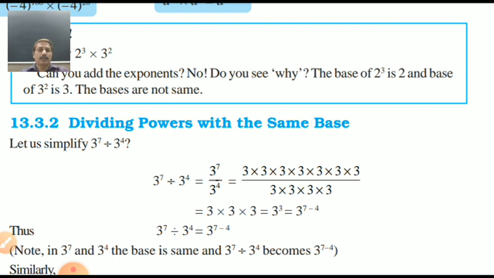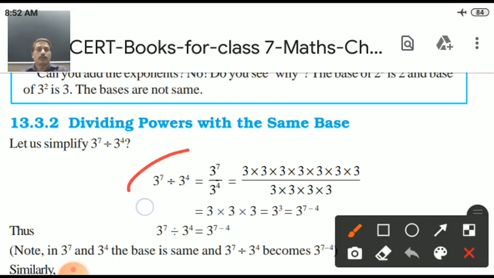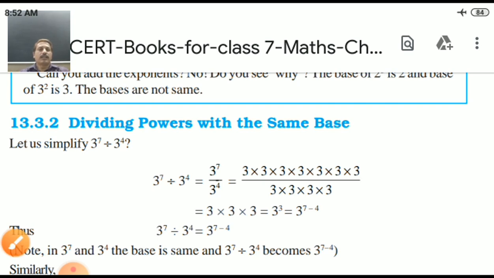Can we write in this format? Student, see this one. Correct. So we can simplify 7 times 3 and 4 times 3. Then cut it. The lower 4 is gone, the upper 4 is gone. Who is left on top, son? 3 times 3. 3 into 3 into 3. That gives me 3 raised to 3. Or can I take 3 raised to 7 minus 4, which also gives me 3 raised to 3. So whenever the bases are same in division, you can subtract the exponents. Correct.